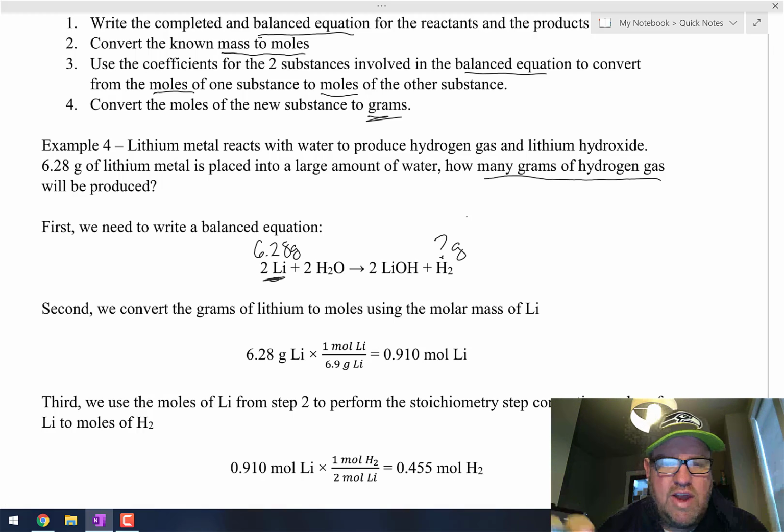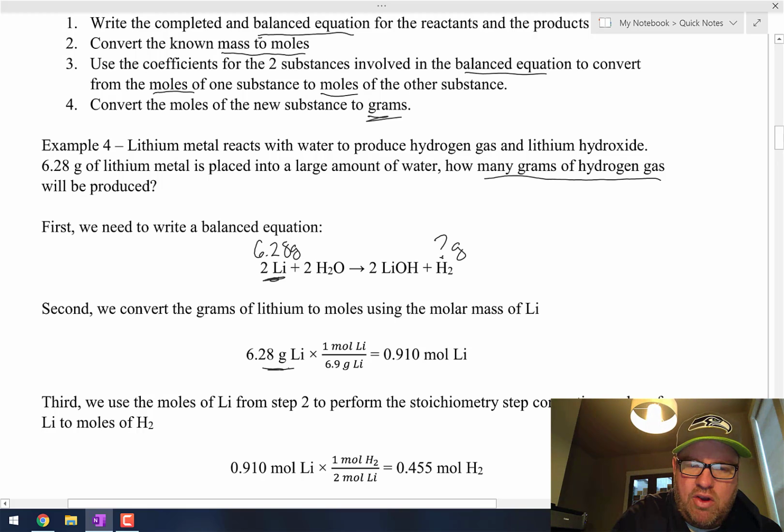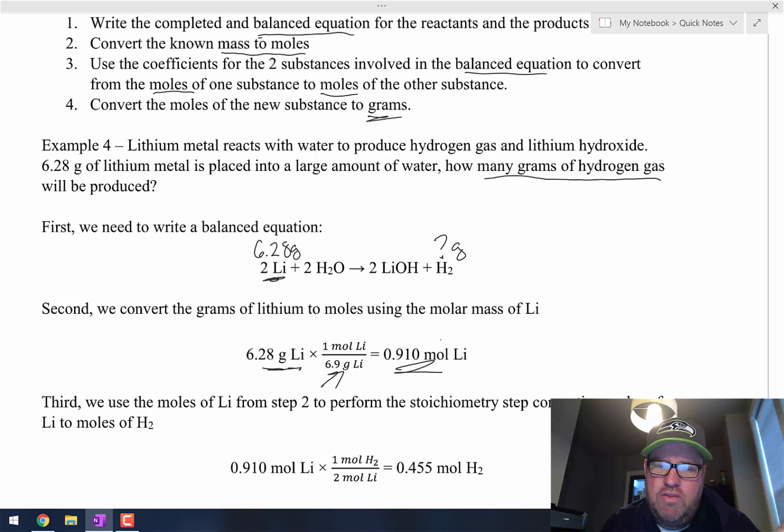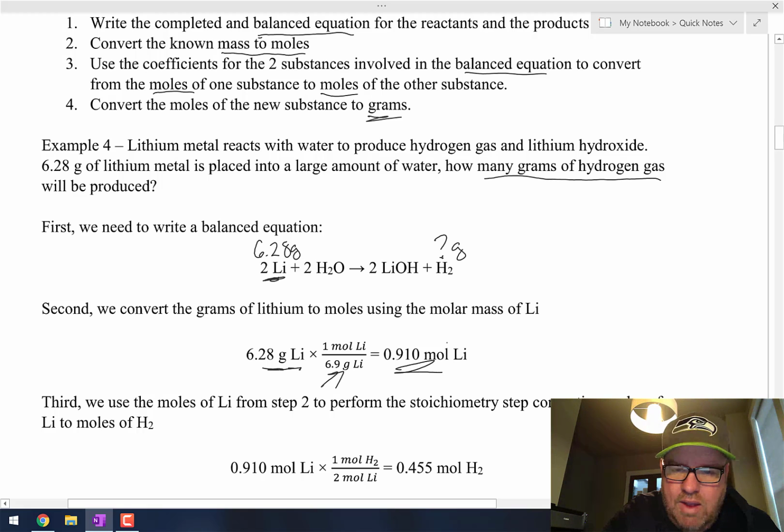So the first thing I do here is take our grams of lithium, go to the periodic table, look at the molar mass of lithium, and convert my grams of lithium to moles of lithium. Okay, and again, that's what we learned in Unit 4 when we learned about converting between grams and moles and particles and all that stuff. Okay, so now we have moles of lithium.